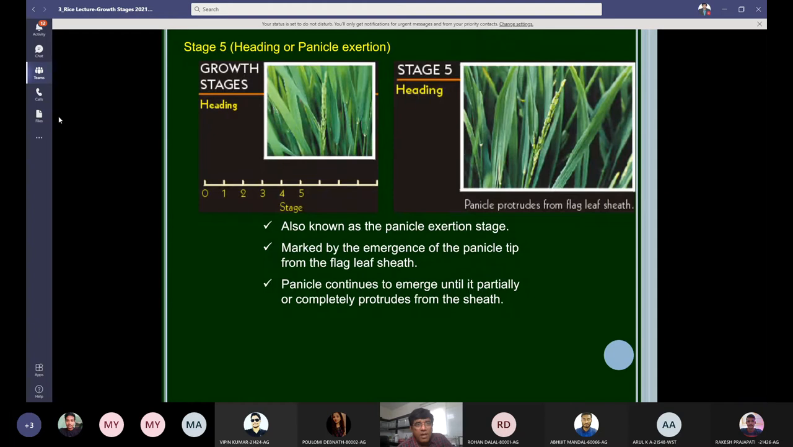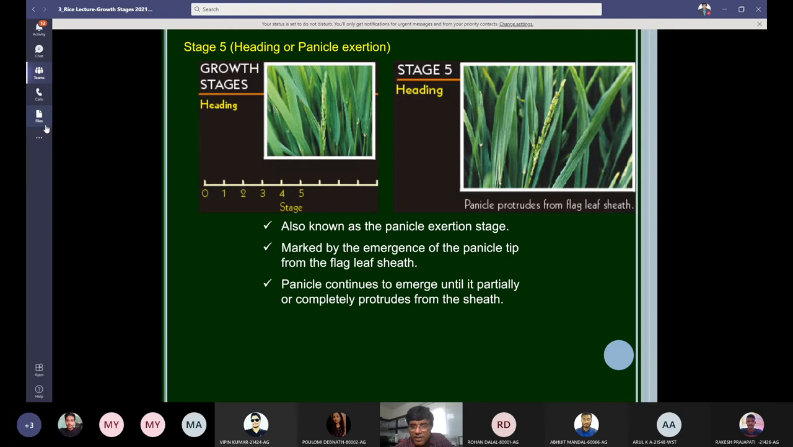Now, also known as the panicle exertion stage. The next stage is heading or panicle exertion. It means here, the panicle will set free itself from the flag leaf. It will come out of the flag leaf. Also known as the panicle exertion stage, marked by the emergence of the panicle tip from the flag leaf sheath. So the panicle continues to emerge until it partially or completely protrudes from the sheath.